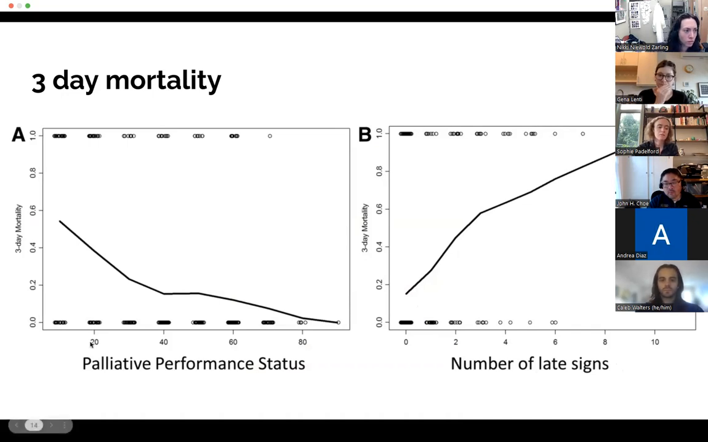And then similarly, on the left, they were looking at palliative performance status. So how much stuff is the patient able to do? How alert are they? How much are they eating and drinking? And then tracking that with their likelihood of dying within the next 3 days.